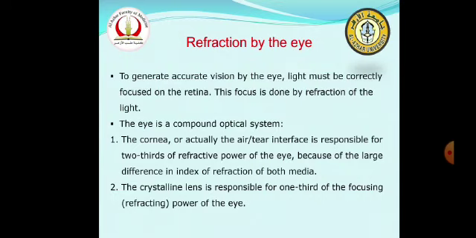The eye is a compound optical system. The cornea, or actually the air-tear interface, is responsible for two thirds of the refractive power of the eye, because of the large difference in refractive indices of both media. The crystalline lens is responsible for one third of the focusing power of the eye.